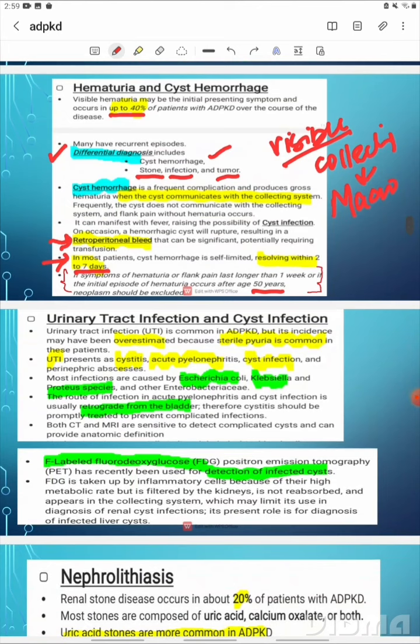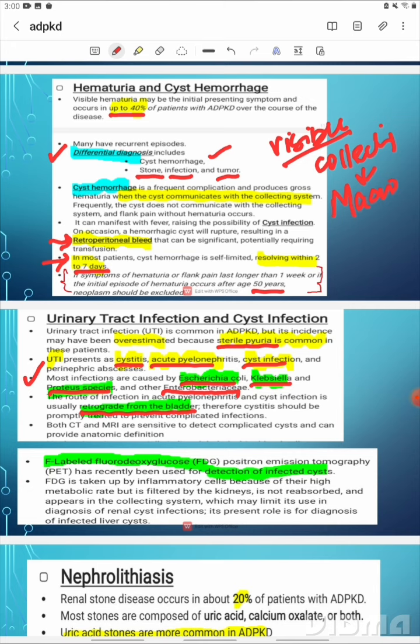Infections are also a common presentation. It's usually overestimated because most of the time patients present with sterile pyuria, but patients can present with cystitis, acute pyelonephritis and cyst infection. What's the most common bug causing infection in ADPKD? It's usually E. coli, Klebsiella, and Proteus species. Enterobacteriaceae is also one of the notorious bugs usually found in this cystic condition. Usually it's a retrograde infection, from the bladder going upward and causing complications.